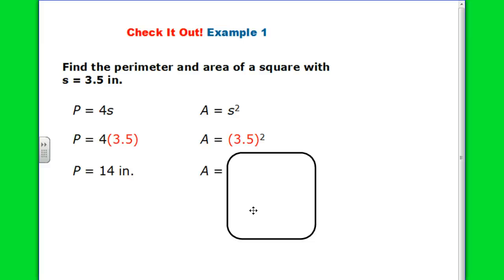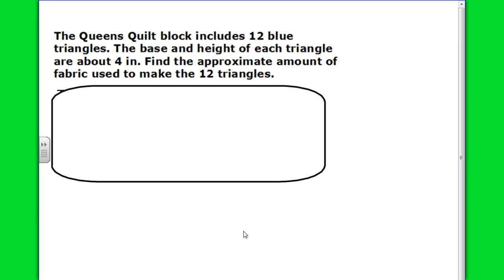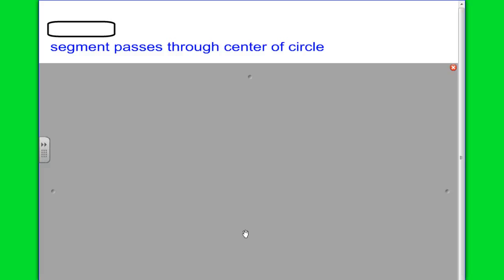And 9 plus 3.5 is 12.5? Yeah. So what do you have? 12.25 is what she has on the calculator. Very good, so that's a good estimate. Okay. Do you have this in your notes, the Queen's quilt block? Nope. Okay, let's go to the circle.